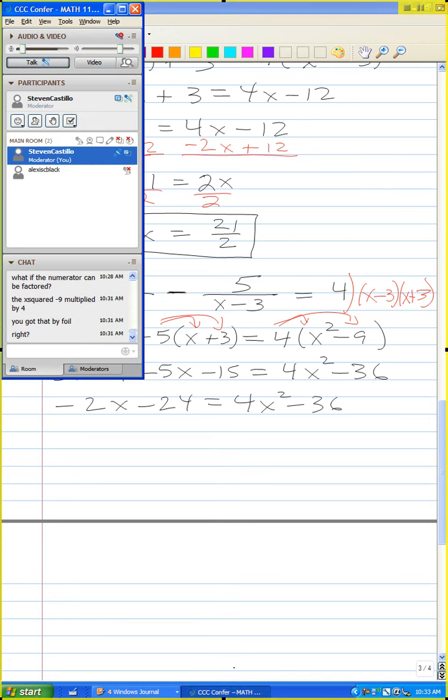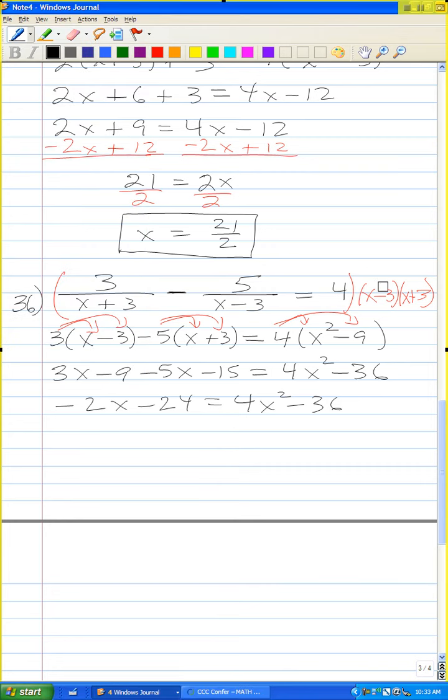What I did with the x squared minus 9 is I noticed that it was the product of the sum and difference of two terms. And so by the special product formula, it's just x squared minus 3 squared, which is 9. I just use that fact to multiply it. Or I could use the distributive property and FOIL it out. Okay, so let's add 2x.